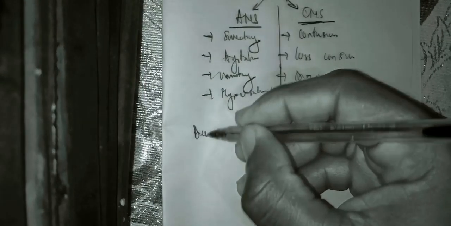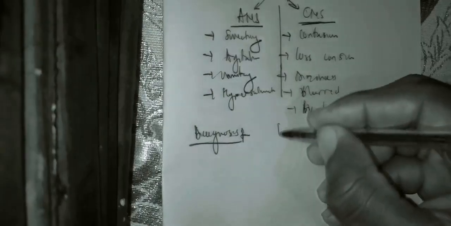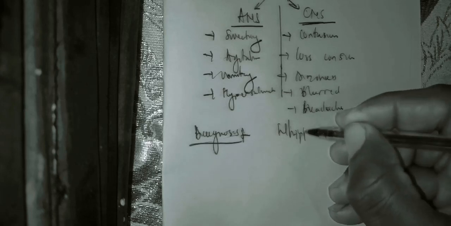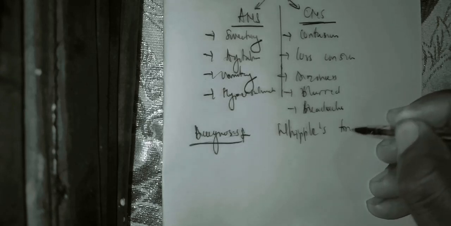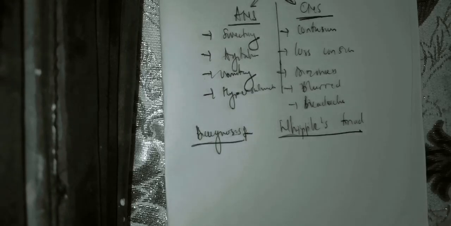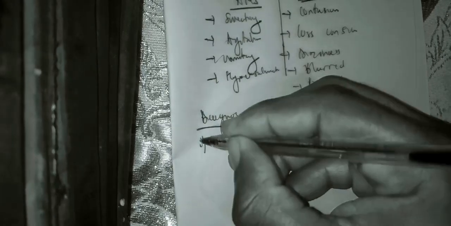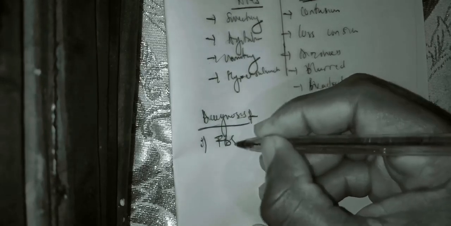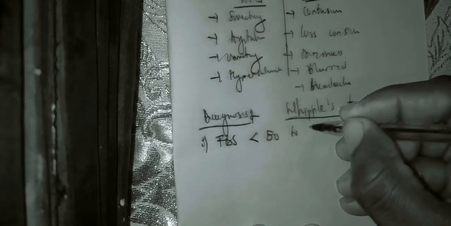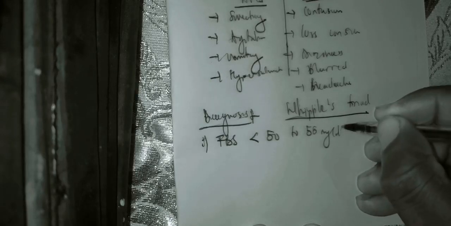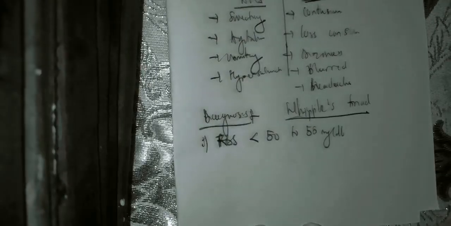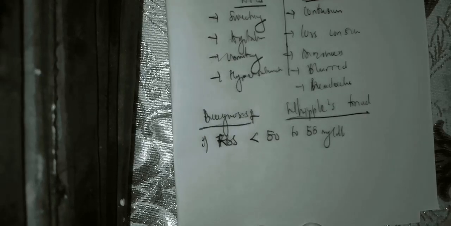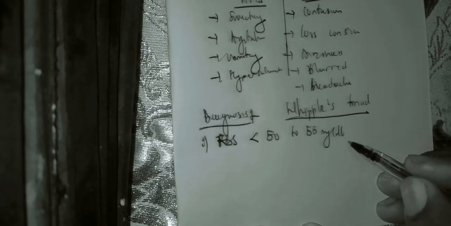Now, the next thing is how do you diagnose hypoglycemia? To diagnose hypoglycemia, you use what is called the Whipple's triad. What is the Whipple's triad? The first element is a patient that has a fasting blood sugar of less than 50 to 55 milligram per deciliter, or a random blood sugar of less than 50 to 55 milligram per deciliter.